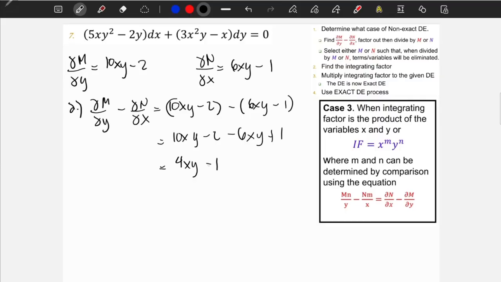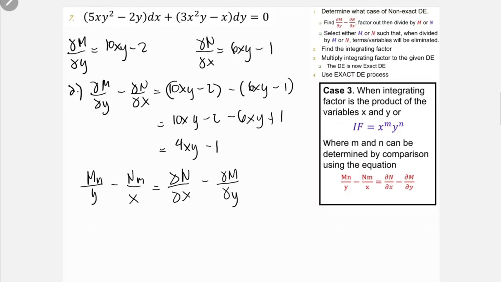Can we divide 4xy minus 1 to m or n? No, right? Because we cannot cancel out something if we divide 4xy minus 1 from m or n. So this is another example of case 3. And we will follow the formula m times partial n over y minus n times partial m over x equals partial derivative of n with respect to x minus partial derivative of m with respect to y.